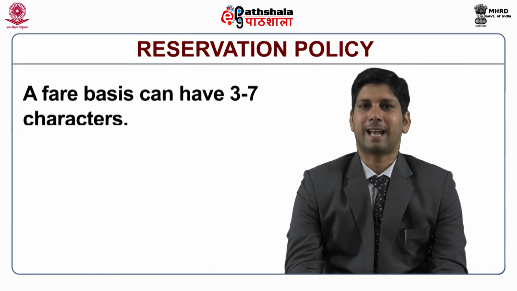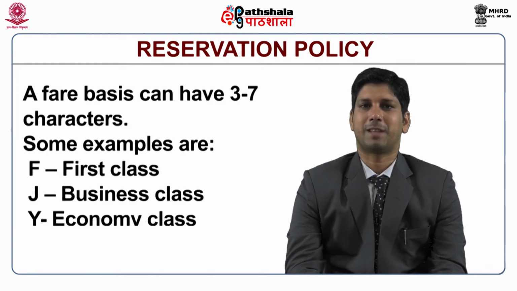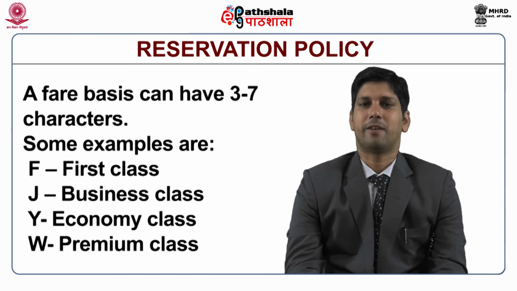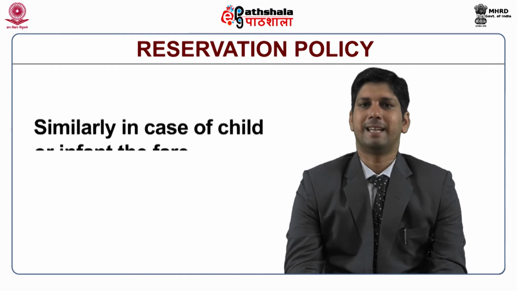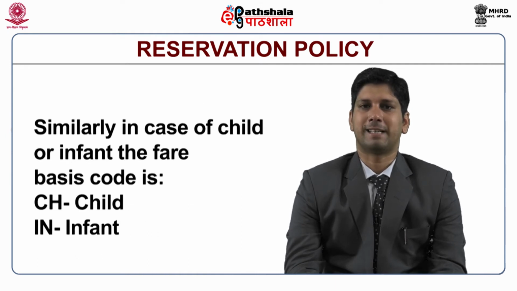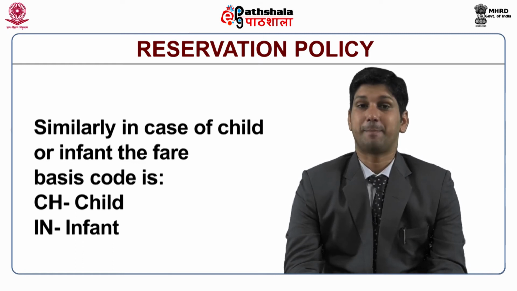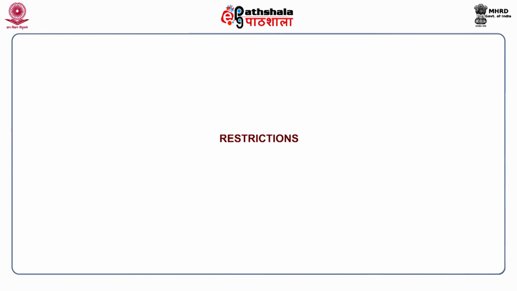A fare basis can have 3 to 7 characters, and some of the examples are F for first class, J for business class, Y for economy class, W for premium class. Similarly, in case of child or infant, the fare basis code is CH for child in capital letters, IN in capital letters for infant. Let us now discuss about the restrictions.